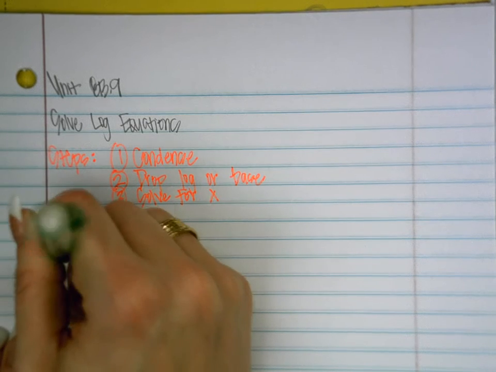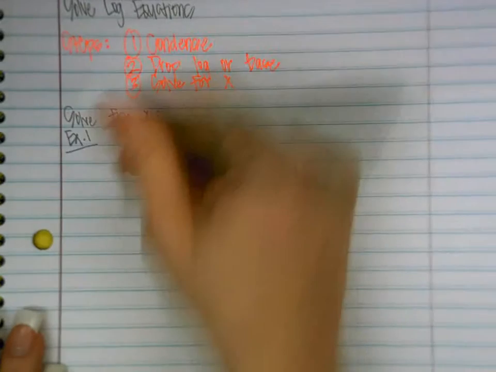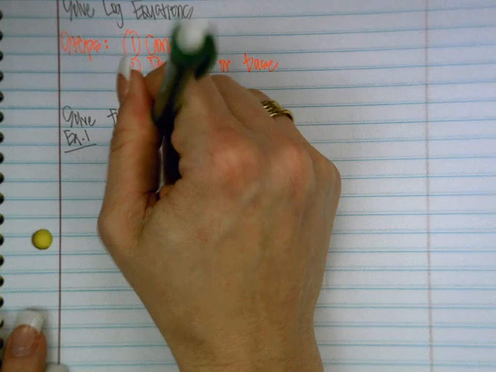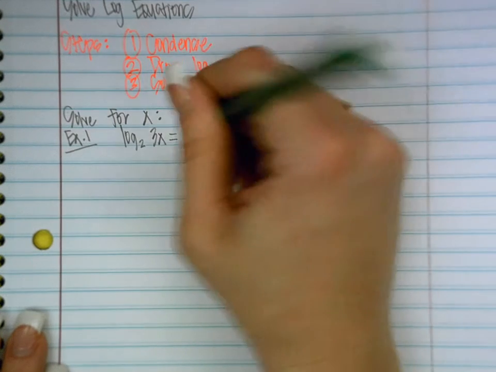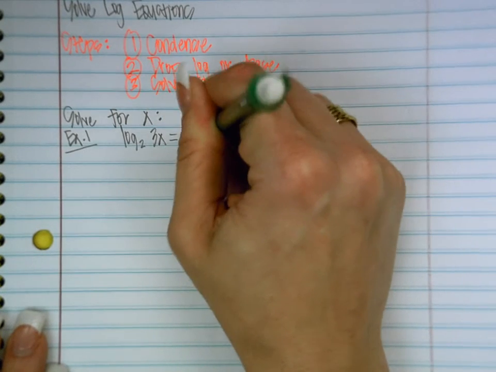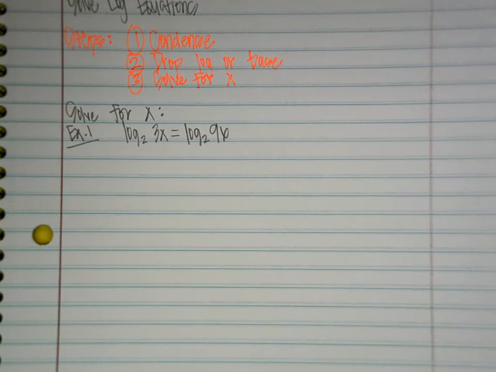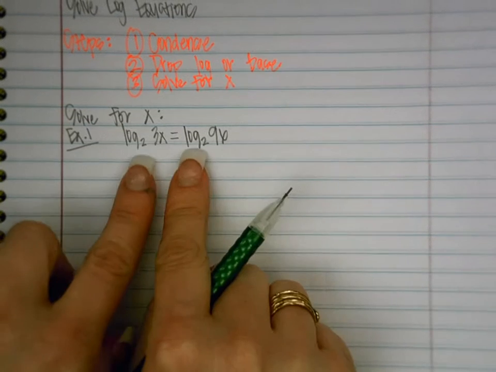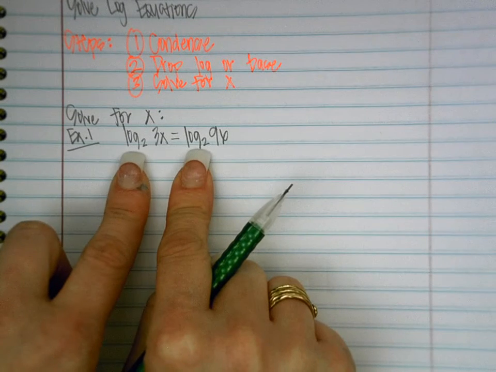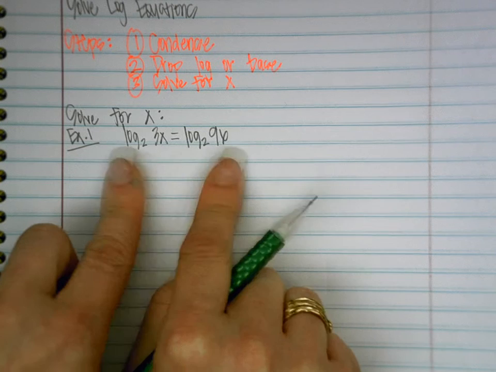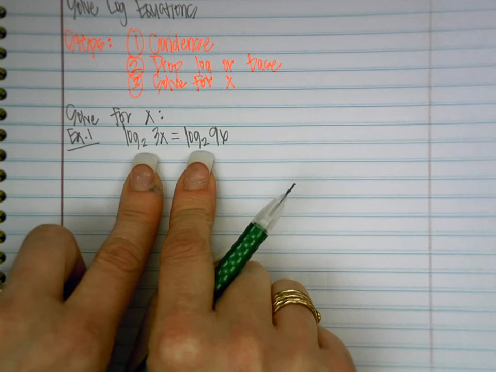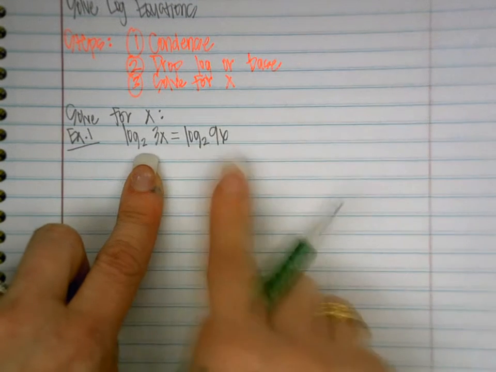For example, number 1, if I ask you to solve log base 2 of 3x equals log base 2 of 96. First thing you want to do is make sure that there is exactly the same amount of logs on each side. This one, there's nothing that can be condensed because there's only 1 log on each side. That's exactly what we want.